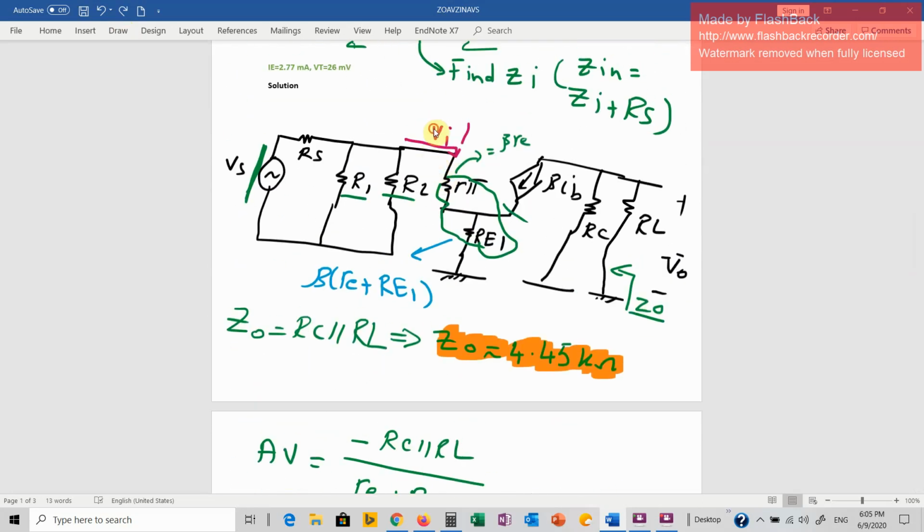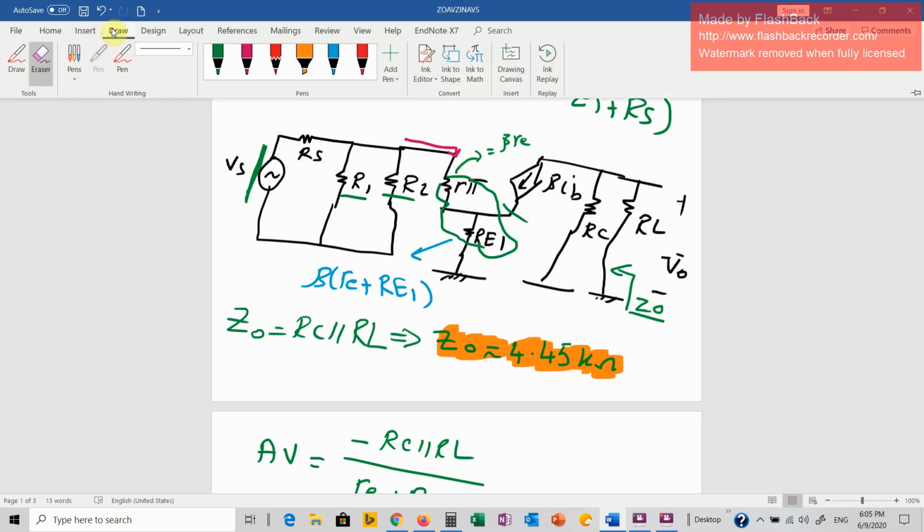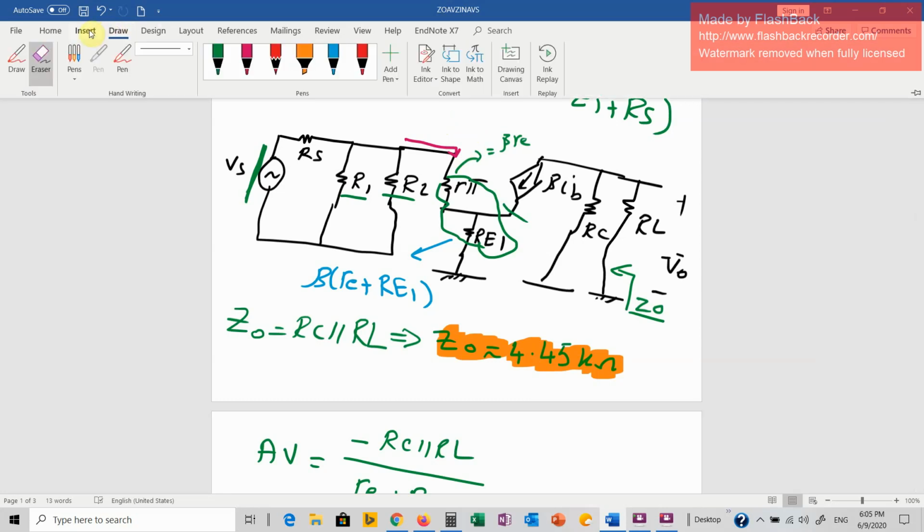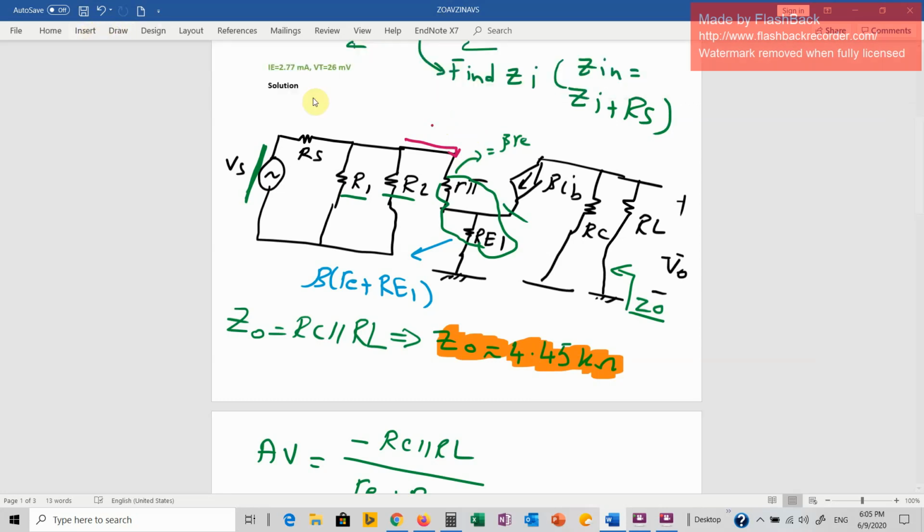Okay, so this current here is IB, and this voltage from this point to this point is VI. Okay, so VI is equal to IB times R pi.